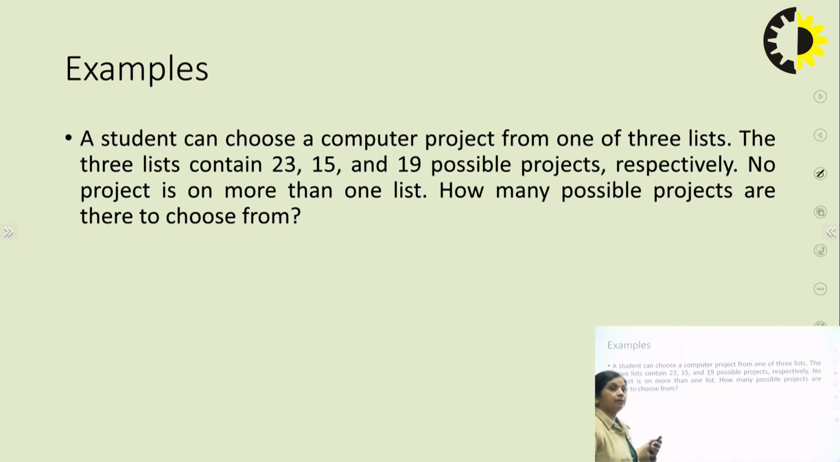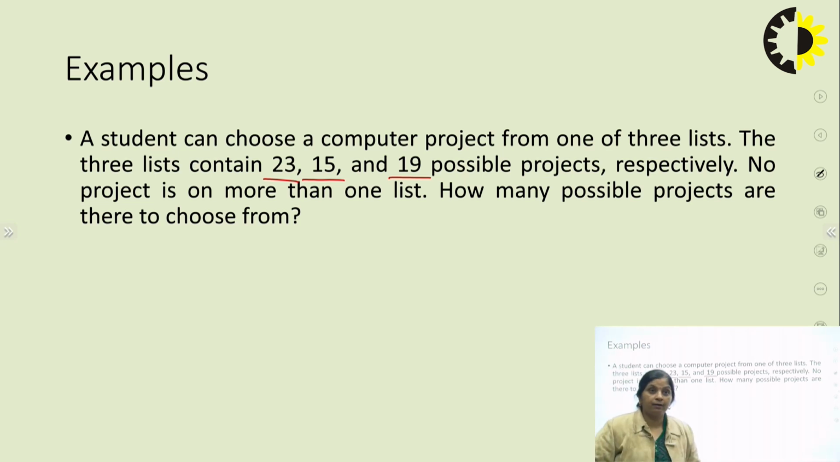Now we are having another question. A student can have a choice of a computer project from 3 lists. One list is having 23 options of projects. Second is having 15 and the third one is having 19 possible projects. No project is on more than one list. It means all the projects are different. How many possible projects are there to choose from?